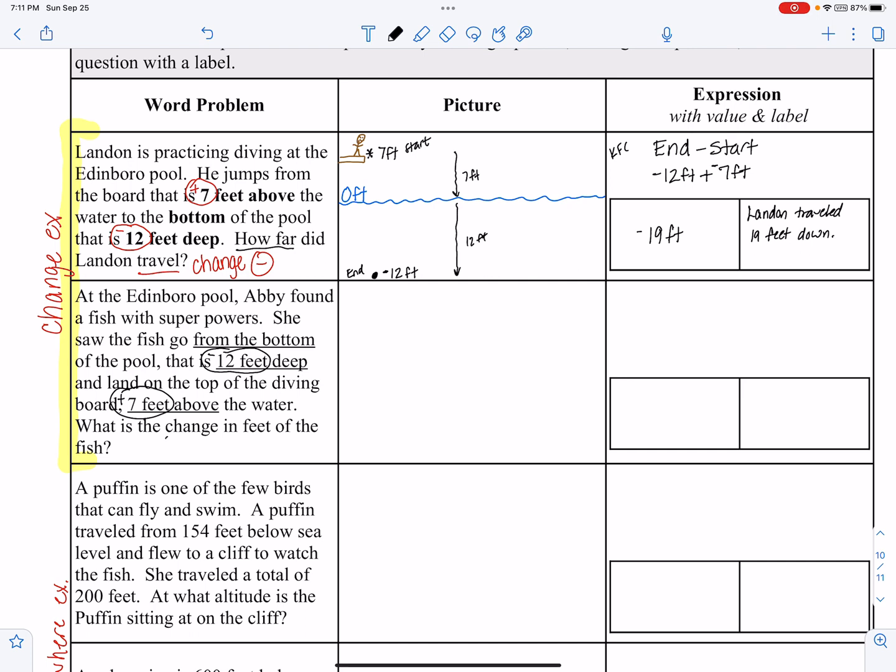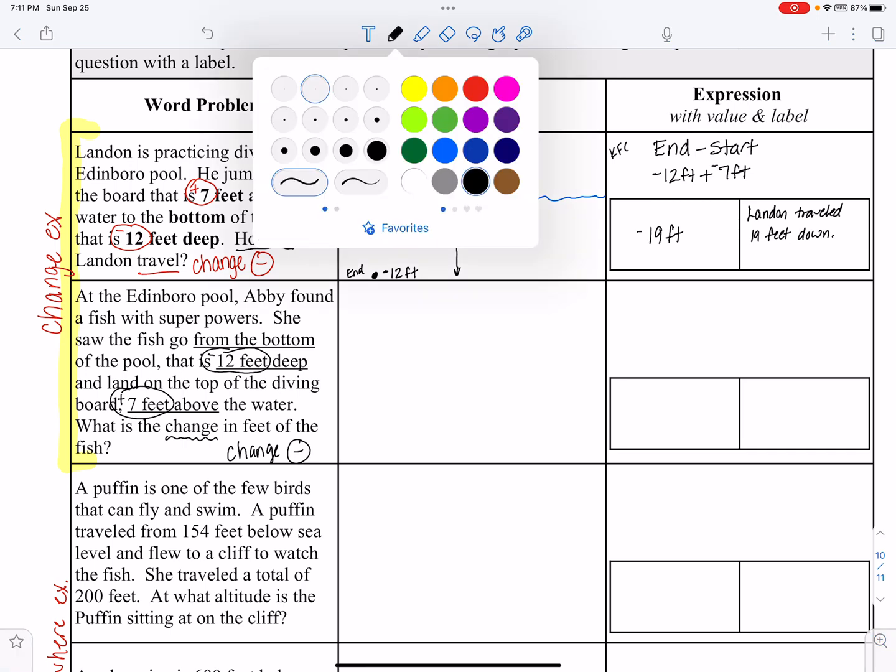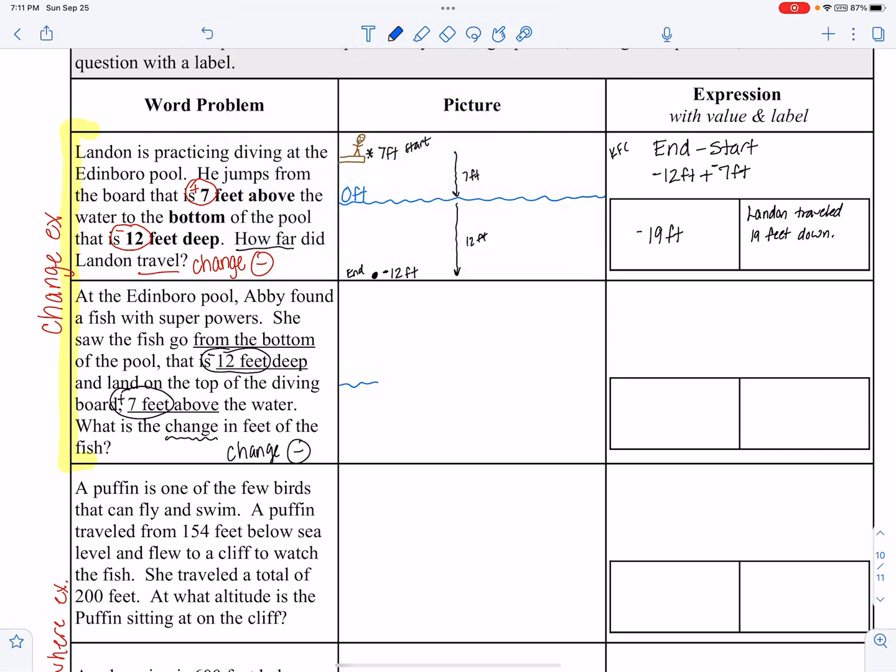What is the change? They're flat out saying what is the change. So I know I'm going to be doing a change expression, which is subtraction. Let's go ahead and draw our picture out. So I have my water again. We're going to label our 0 feet right away. Let's go back to our story here so we don't make a mistake. She saw the fish go from the bottom. So it started on the bottom.